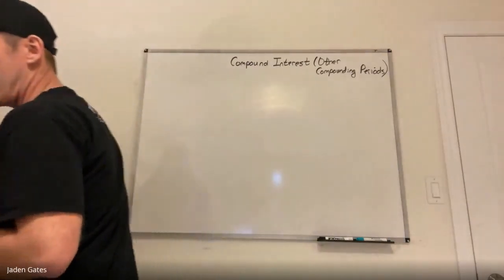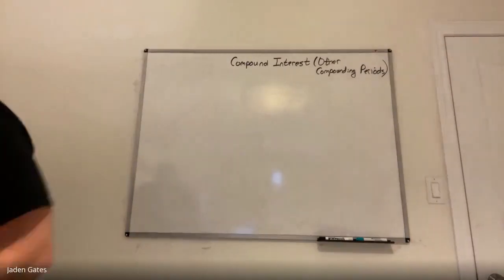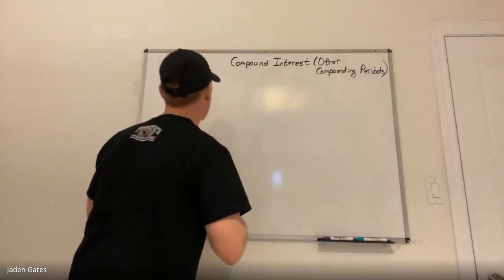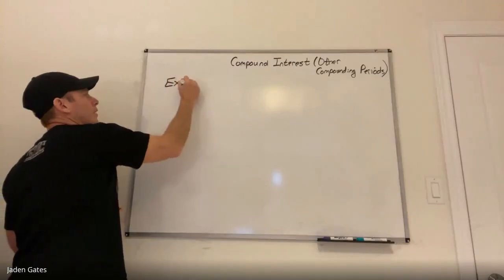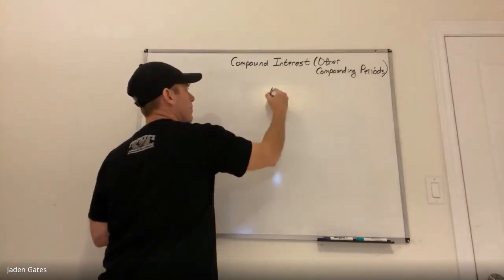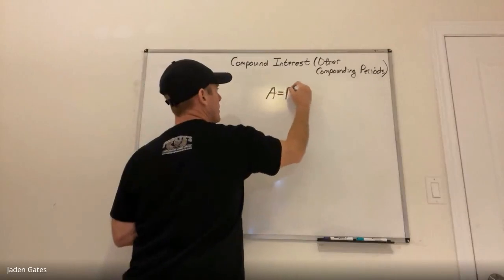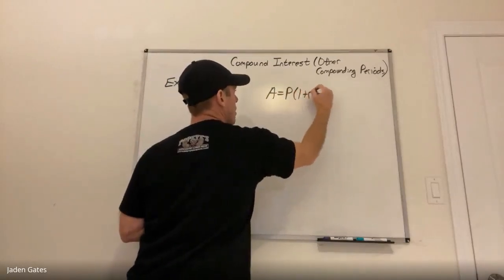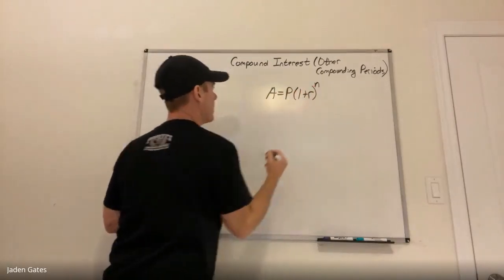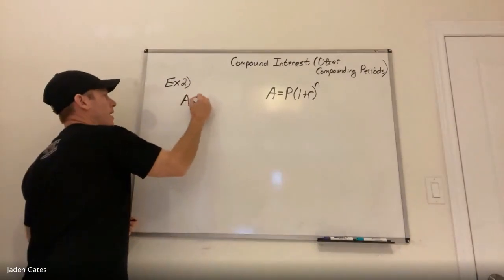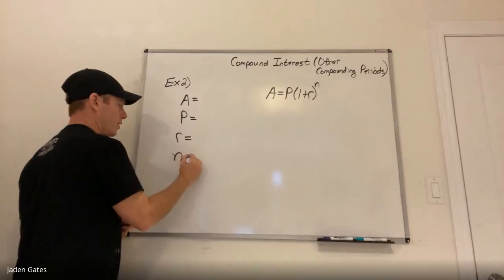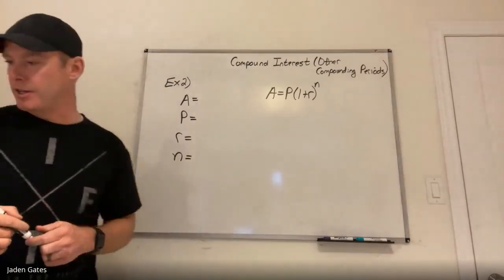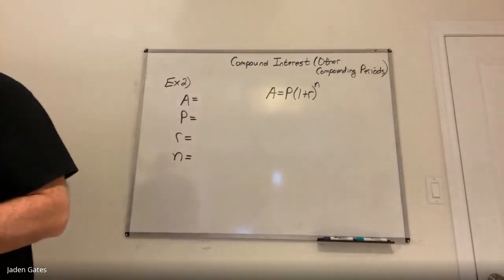All right, so let's try another one of those, a little compound interest. Example 2. Once again, we're dealing with compound interest. So I go A equals P times (1 plus R) to the power of N. We have A, P, R, and N. I always like to sort out my givens, especially with this stuff, because they're a little more complex.